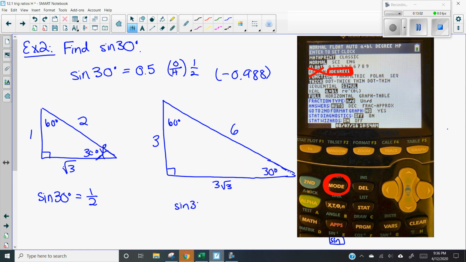So sine of 30 degrees, here's your little stick figure standing in the 30-degree angle. Opposite from us is 3. The hypotenuse is 6. That still reduces to 1/2, or, like you saw in the calculator, 0.5. So in every triangle with a 30-degree angle, the opposite over hypotenuse will reduce to 1/2. So sine of 30 is 1/2.